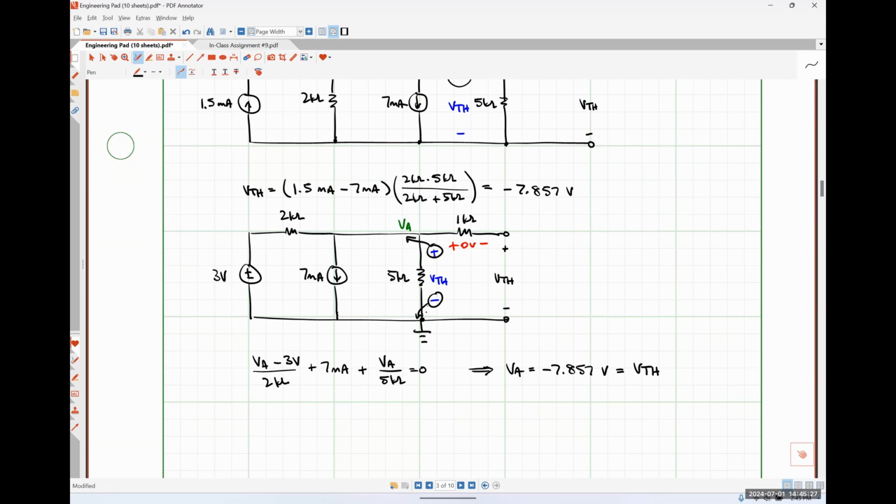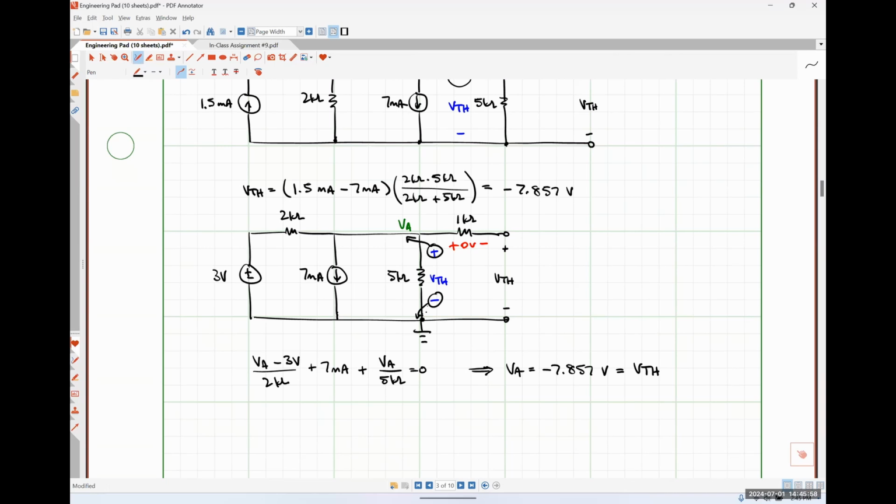One of the things that I like the most about using Thevenin and Norton equivalent circuits as a circuit analysis technique is that it really doesn't matter what method we use to get our Thevenin voltage. So if you're comfortable doing nodal analysis, that's great. If you're comfortable doing mesh analysis, that's great. If you're comfortable doing source transformations, that's great. They all get you to the exact same answer.